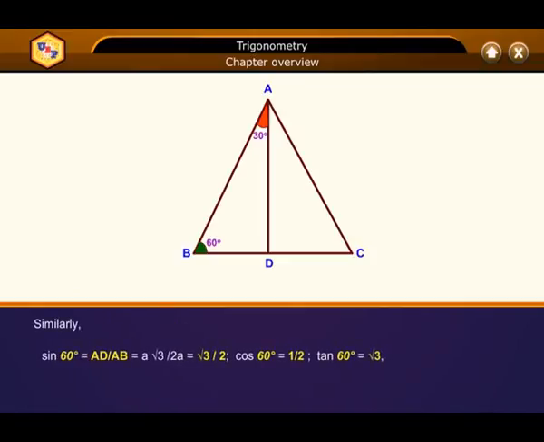Similarly, sin 60 degrees is equal to AD upon AB, equal to A square root 3 upon 2A, equal to square root 3 upon 2. Cos 60 degrees is equal to 1 upon 2. Tan 60 degrees is equal to square root 3. Cosec 60 degrees is equal to 2 upon square root 3. Sec 60 degrees is equal to 2 and cot 60 degrees is equal to 1 upon square root 3.